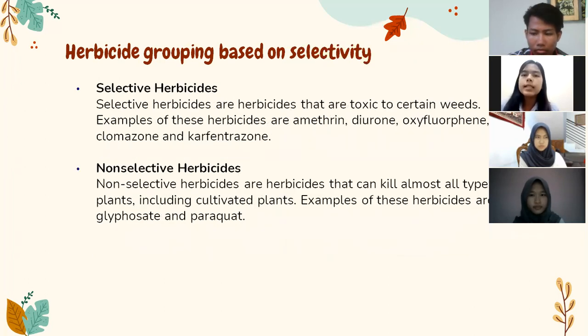And the third type is herbicide grouping based on selectivity. The first is selective herbicides. Selective herbicides are herbicides that are toxic to certain weeds. For example, ametryn, diuron, oxyfluorfen, clomazone, and carbendazim. And non-selective herbicides. Non-selective herbicides are herbicides that can kill almost all types of plants, including cultivated plants. For example, glyphosate and paraquat.